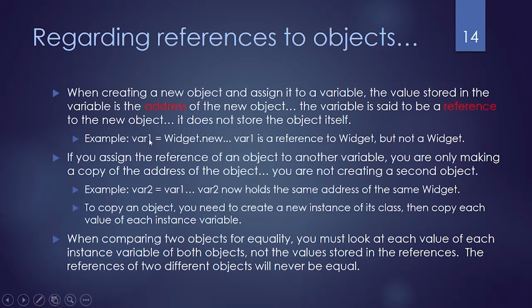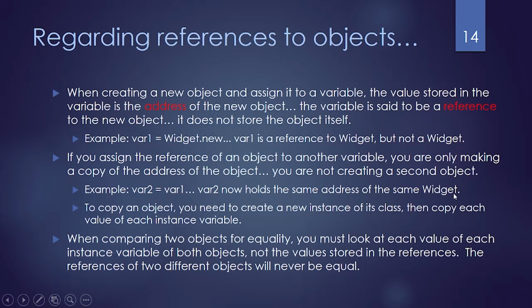So var1 is a reference to a new widget object, but itself is not a widget. If you assign the reference of an object to another variable, you are only making a copy of the address of the object. You are not creating a second object. For example, if you set var2 equal to var1, var2 now holds the same address of the same widget.